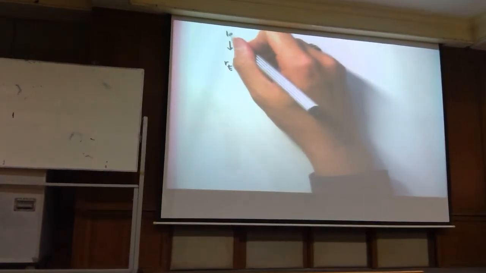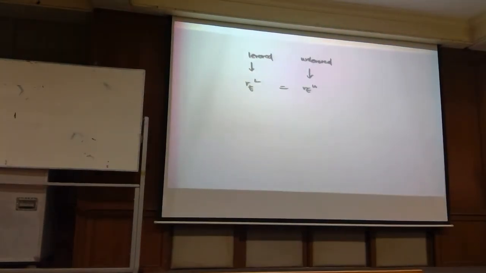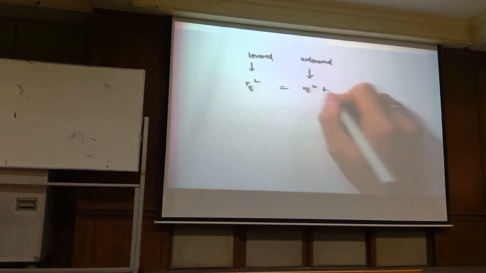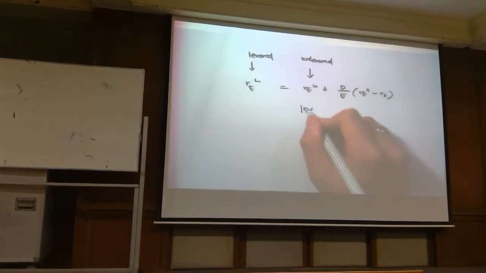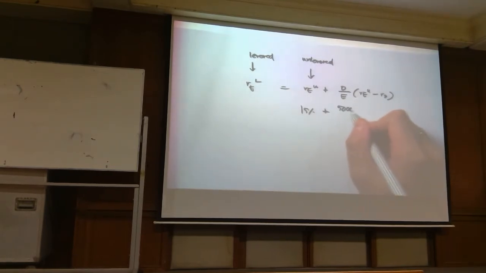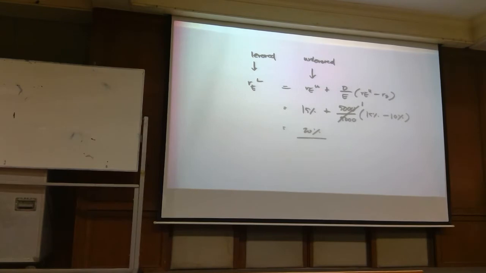So this is the levered firm. This is the unlevered firm. When the company has debt, this is what the required return on equity is going to be, so plus some term here. Plug in numbers: 15% plus debt to equity ratio, so 5,000 divided by 5,000, times 15% minus 10%. So this is 1, this is 5%. So our output is 20%. Checking back the sheet for the alternate case when the company has debt, we also got 20%. So that was how the 20% came about.